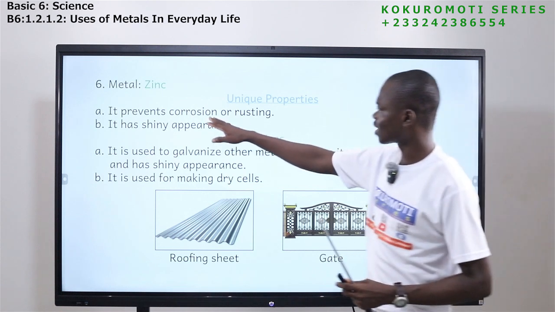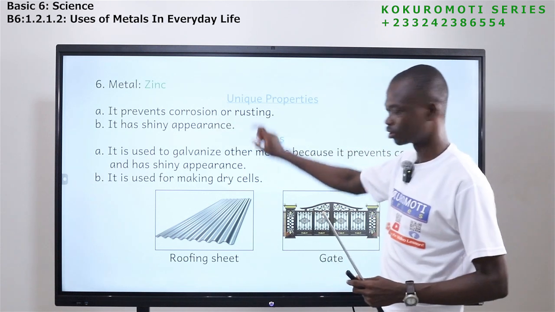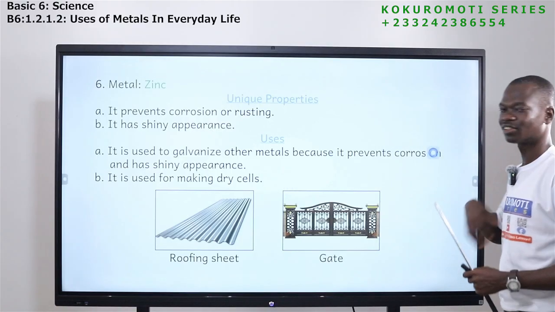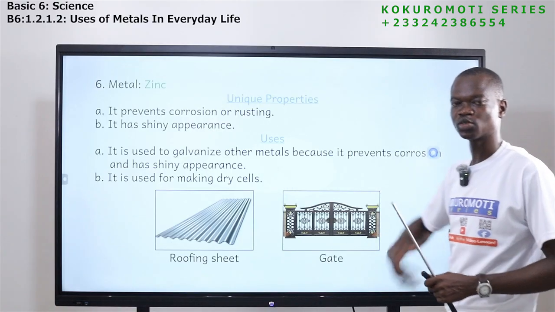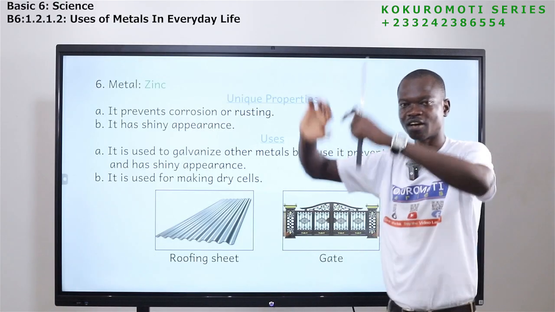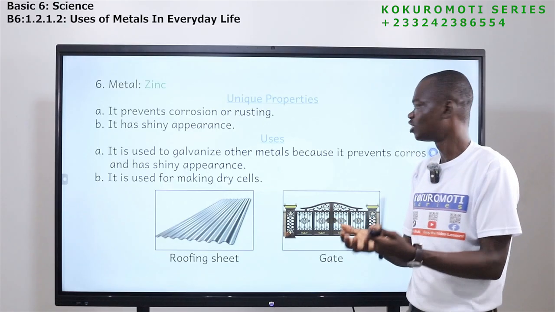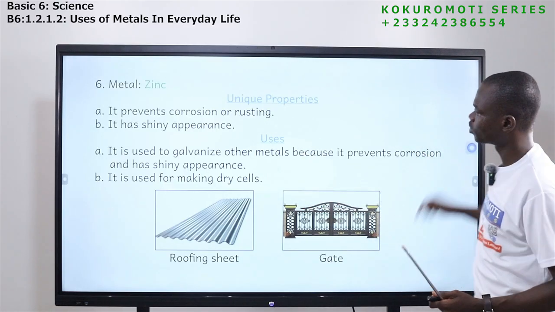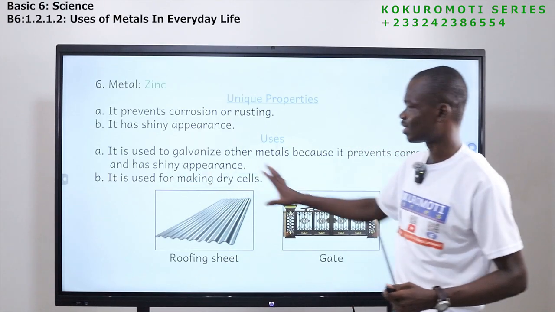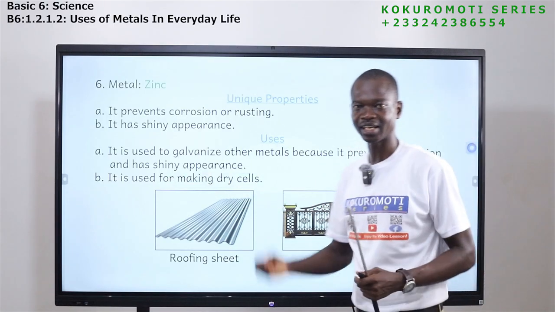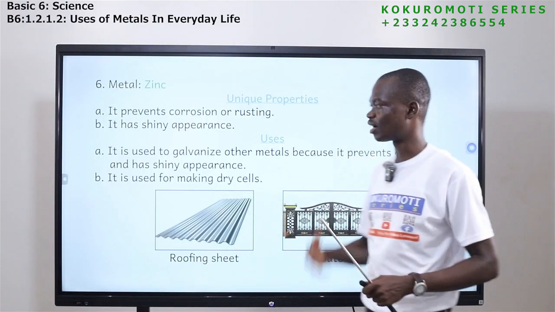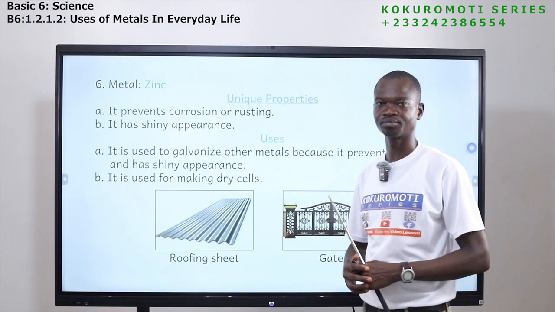Because it prevents rusting or corrosion, it is used to galvanize other metals. To galvanize other metals means to coat other metals, to cover other metals, to prevent them from what? Corrosion, and it also has a shiny appearance. So if you have a metal, you don't want that metal to rust, you need to coat it, galvanize it with what? Zinc.